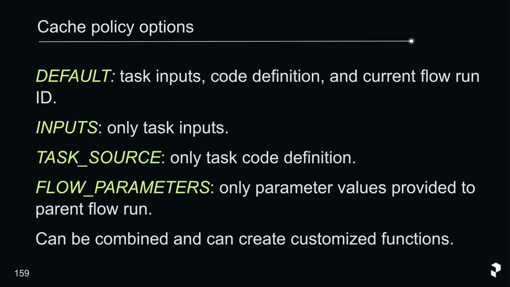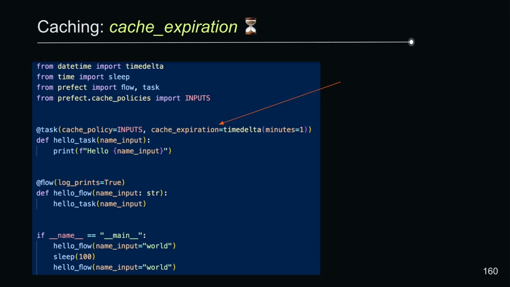Beyond the inputs policy option that we explored in the previous slide, you can see that there is a variety of different policy options to pick and choose from. So there's default, inputs, task source, and flow parameters. Beyond setting the cache policy, you can also define a cache expiration. Here you can see an example of just that.